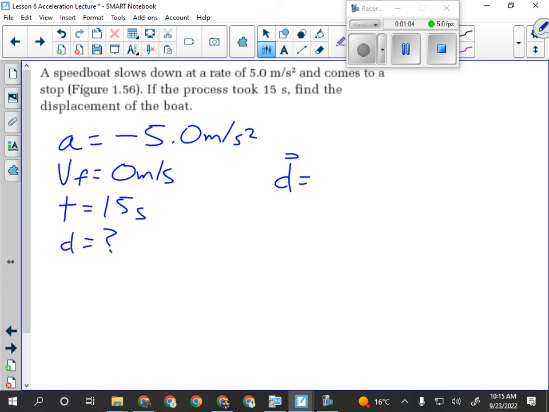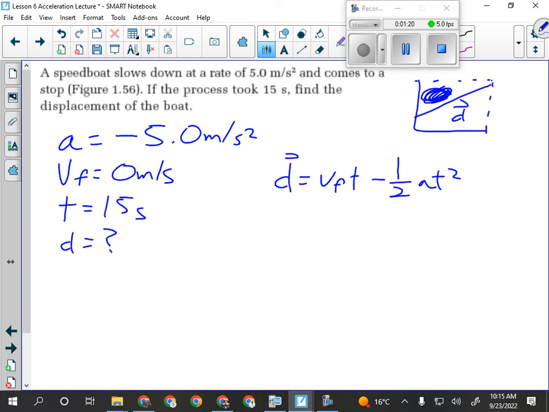D equals VF times T minus 1/2 AT squared. We talked about that one the other day. On a velocity versus time graph, this formula calculates this whole box and then subtracts this triangle to leave us with the area under the line, which is the displacement of the object. So what we want to do here is just plug in our numbers. It's already set to solve for D.